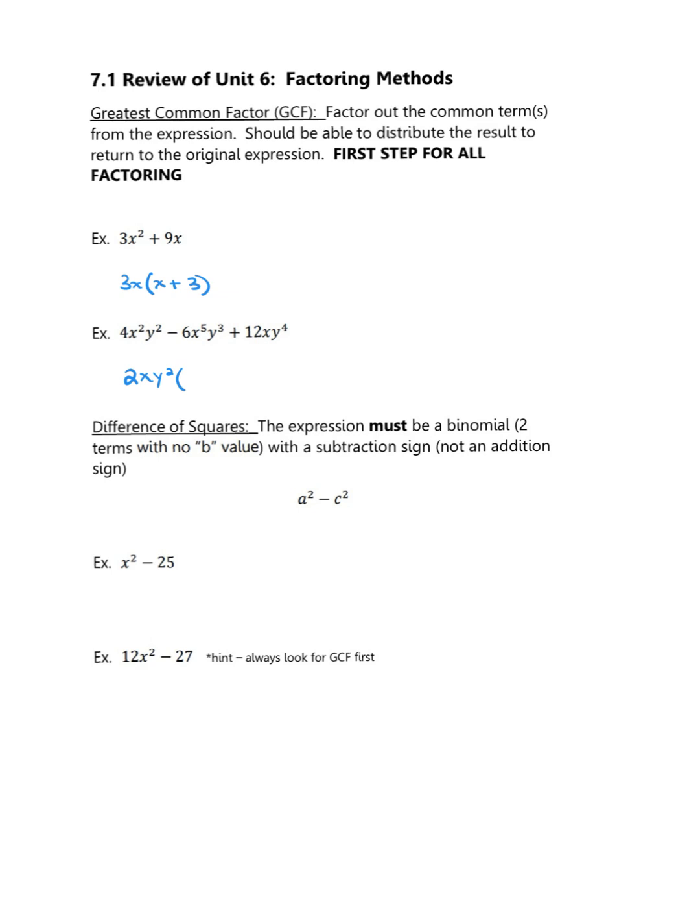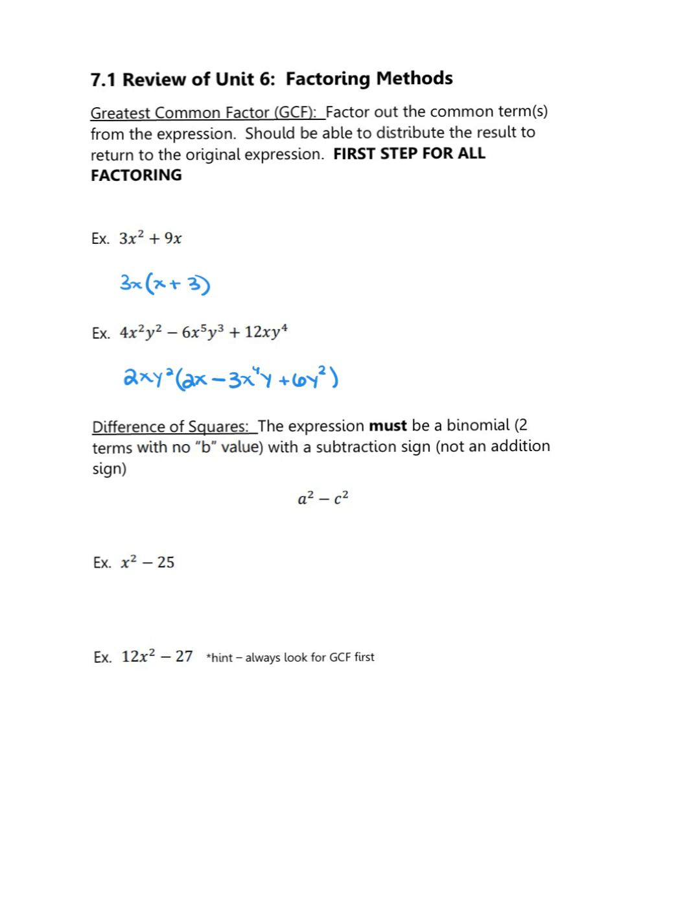So if I divide each term by 2xy squared, 4 divided by 2 is 2, x squared divided by x is x, y squared divided by y squared is 1, so the y's are all pulled out. Minus 6 divided by 2 is 3, x to the 5th divided by x is x to the 4th, y cubed divided by y squared is y, and then 12 divided by 2 is 6, the x got divided out, and y squared. And then again, you can check it by distributing the 2xy squared back in to make sure that it matches your original.